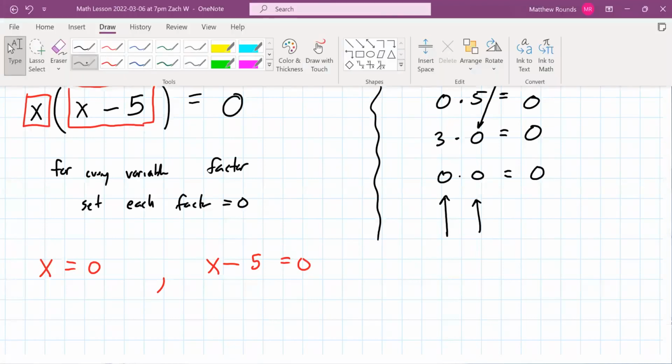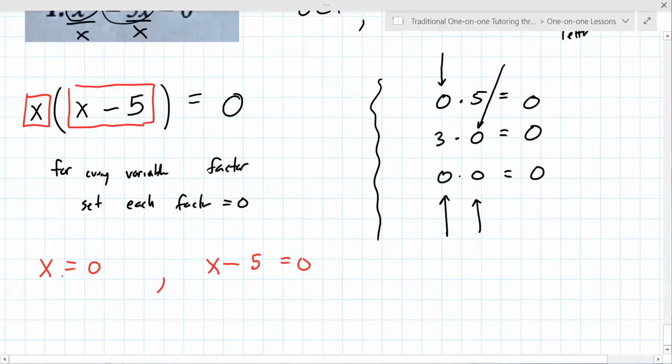Do you see that on the left, it's already solved for x? Like it's already x equals a number. Like this is already solved. On the right, you need to add 5 to both sides. So x equals 5.